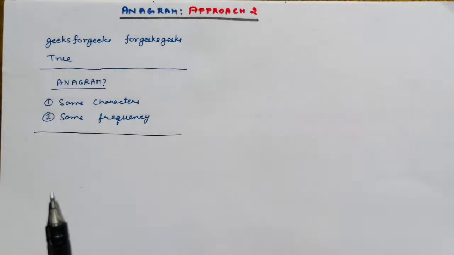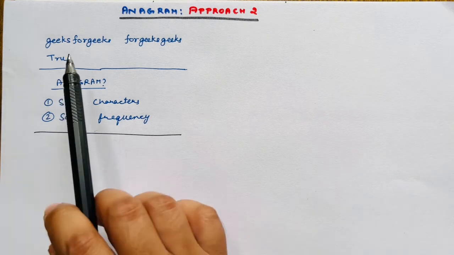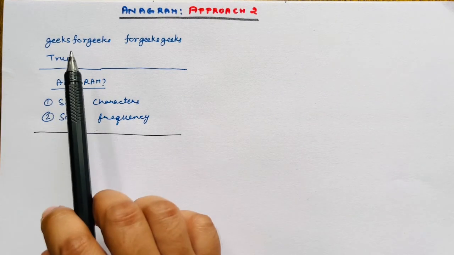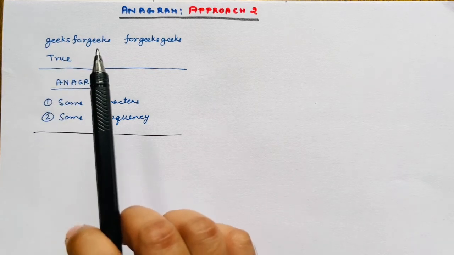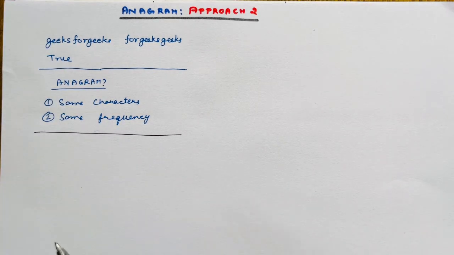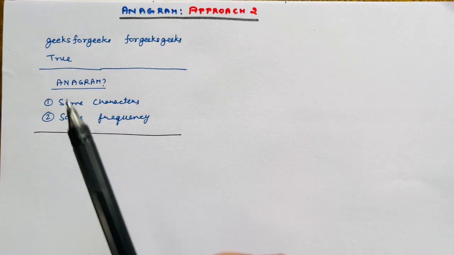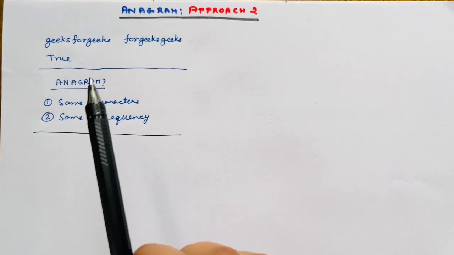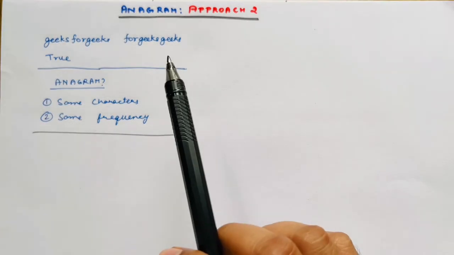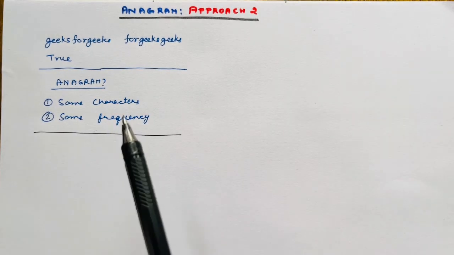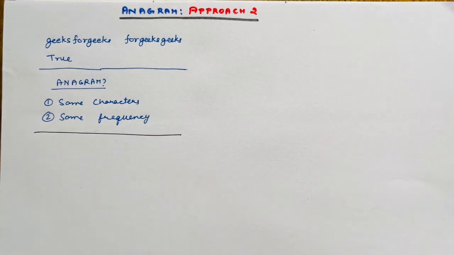Let us think about our problem in this manner. We have the first string. For the first string, we know what are the characters present. We also know what is the frequency of each of these characters. So what we have to do is that first we note down the characters and the frequency from first string, and then we verify that in the second string the same characters and same frequency is there.